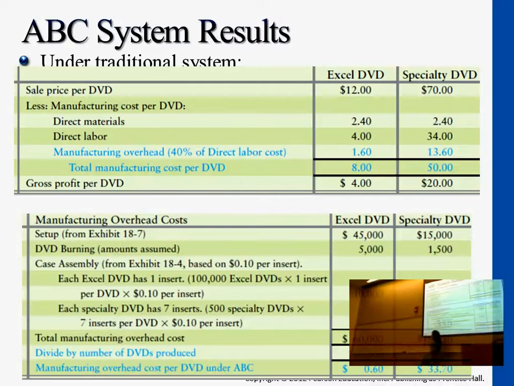So let's say Excel DVD, since it's a more popular, regularly produced product, there's 100,000 requests from customer orders. For specialty, there's only 500 requests from customers. Okay, but if you take a look at this now, setup cost for the 100,000 DVD sets, what is the setup cost per DVD here? This is the total cost for Excel and for specialties. If we want to know what is the unit cost, what would that be?